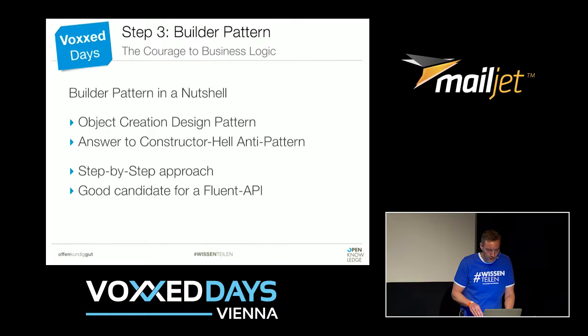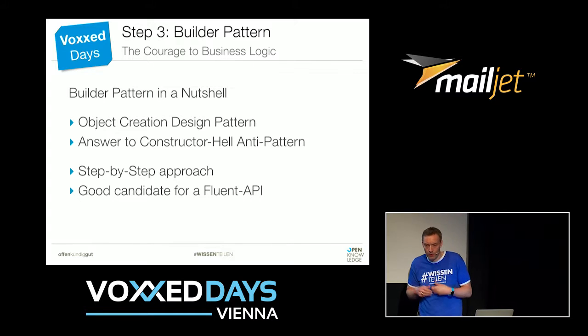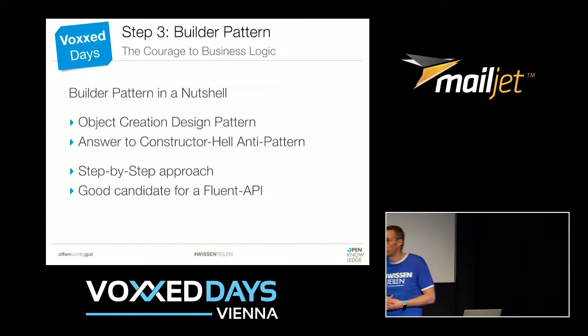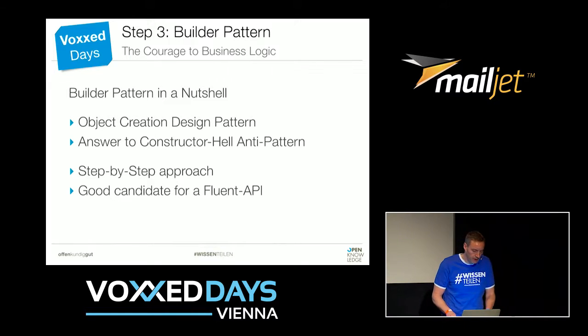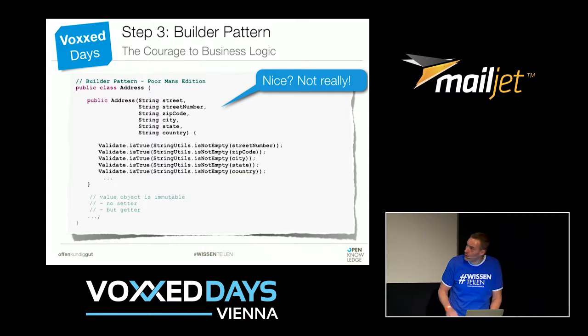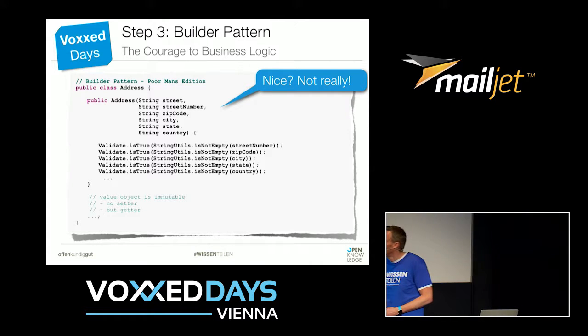The idea of this builder pattern is to have a step-by-step approach. This means you fill the attributes of the builder, and in the end, you call a method, for example, build, and this will result in a valid and consistent object. And we have a very easy example over here for a builder pattern.